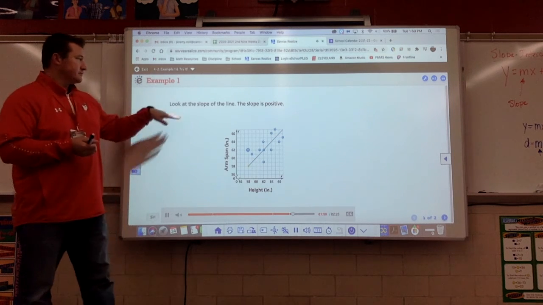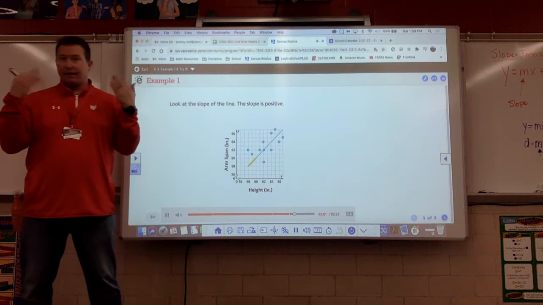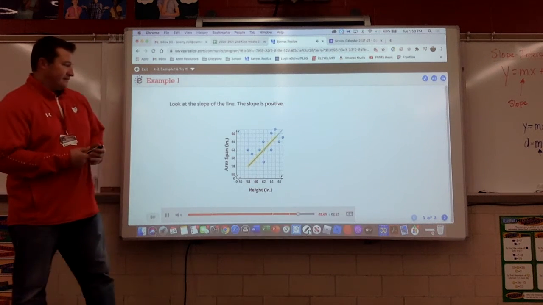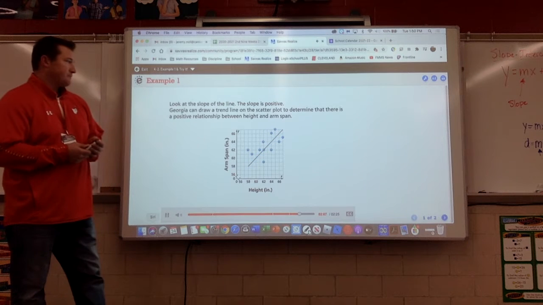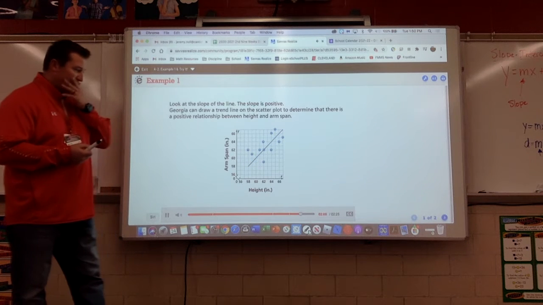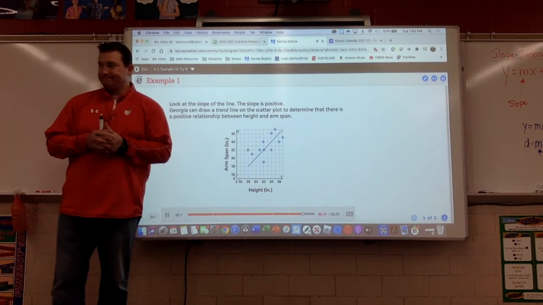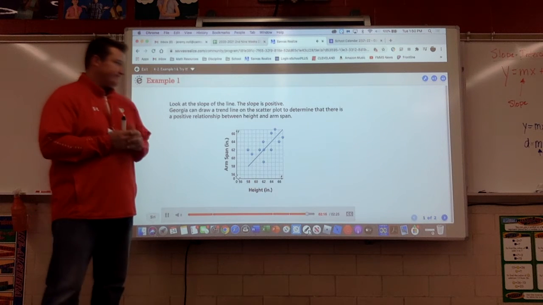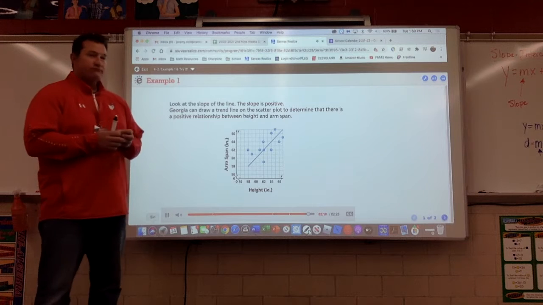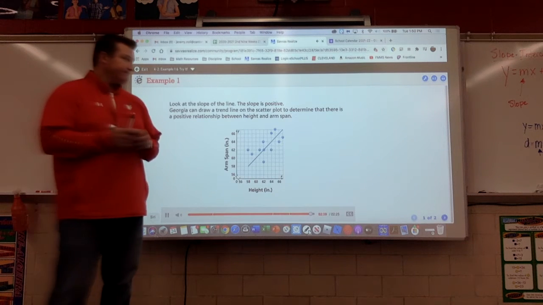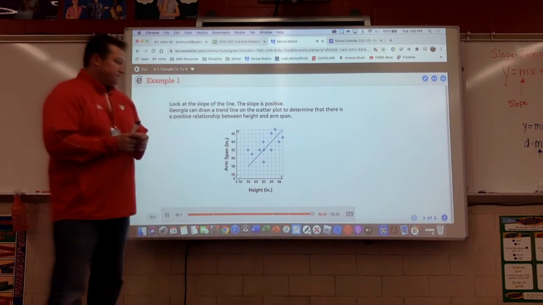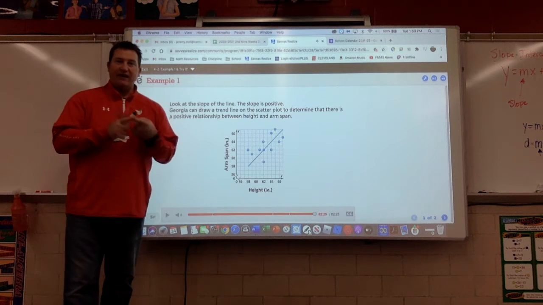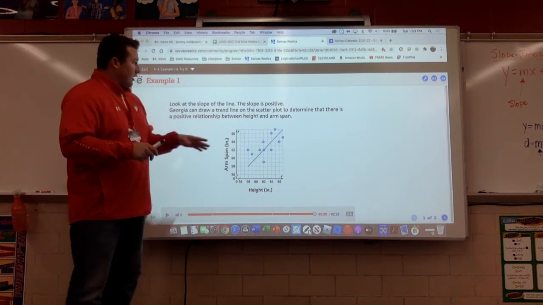Look at the slope of the line. The slope is positive. Georgia can draw a trend line on the scatter plot to determine that there is a positive relationship between height and arm span. As height increases, arm span tends to increase as well. This is one way to describe the relationship between two sets of data. So again, paired data, right? There's that key word again. Okay, so there we go.